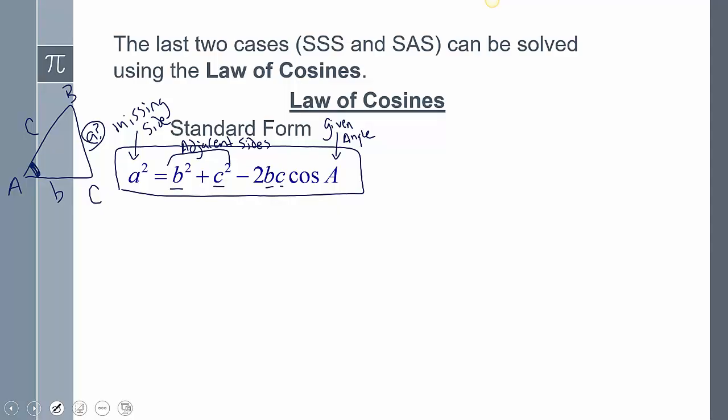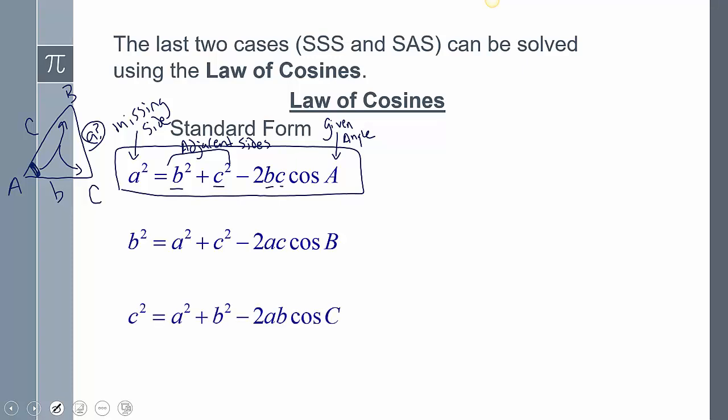Now, I can move the given angle, and so you get two other forms because of that, right? What if I wanted to find side B? What if I wanted to find side C? All I did was switch B and A, or switch C and A, but the rest of the formula basically is intact. Then what if I want to find the angles?